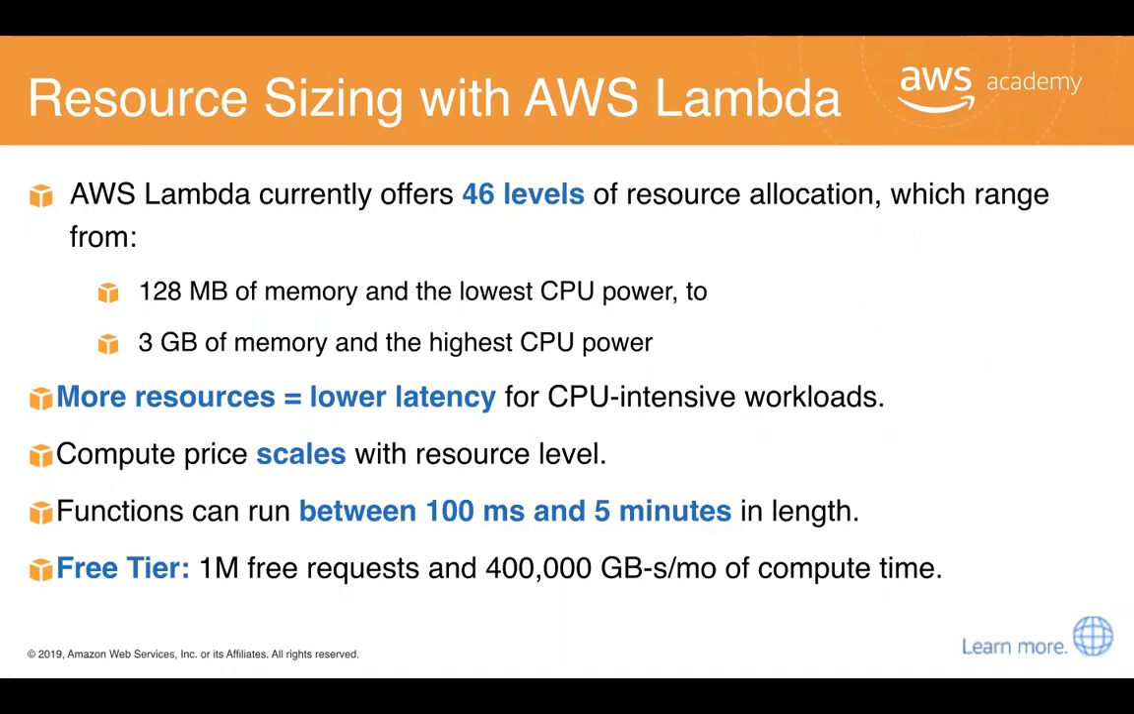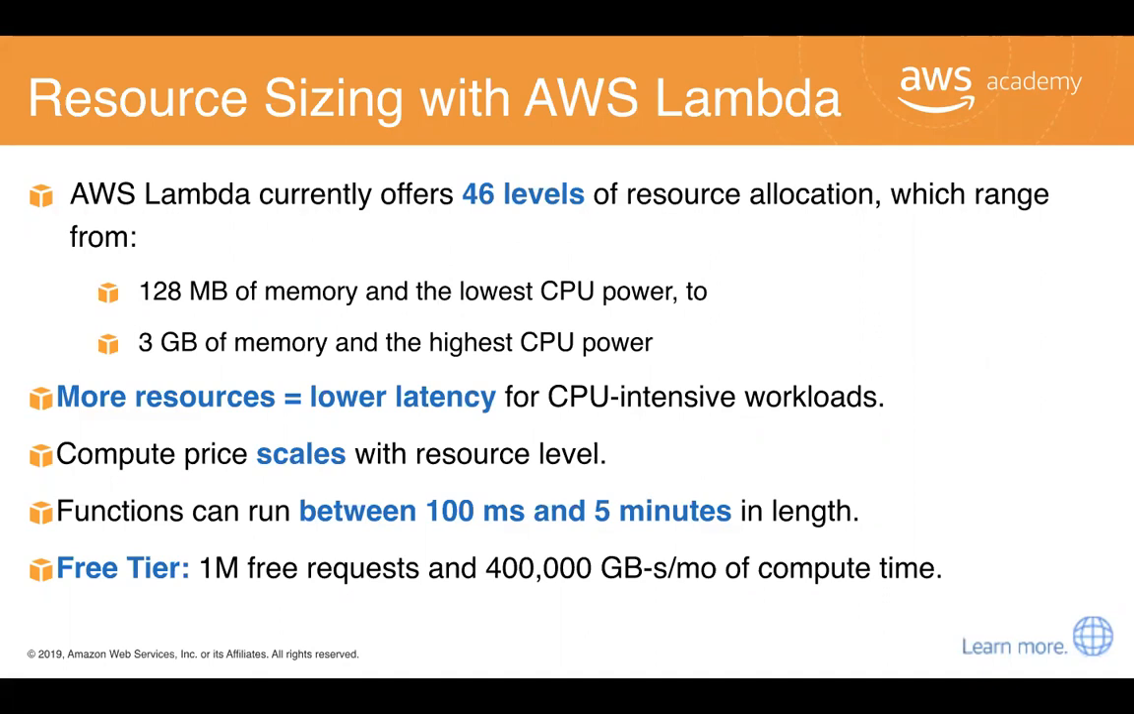And keep in mind that you're paying only for the compute that you actually use. So it's similar to how you have to specify CPU and memory on an EC2 instance. The big difference being that you don't pay for it when the lights are out. So adding more resources for Lambda means lower latency, but the compute price scales accordingly with the resource level. So you decrease latency, but you increase price on that trade-off. There is also a free tier that's available.